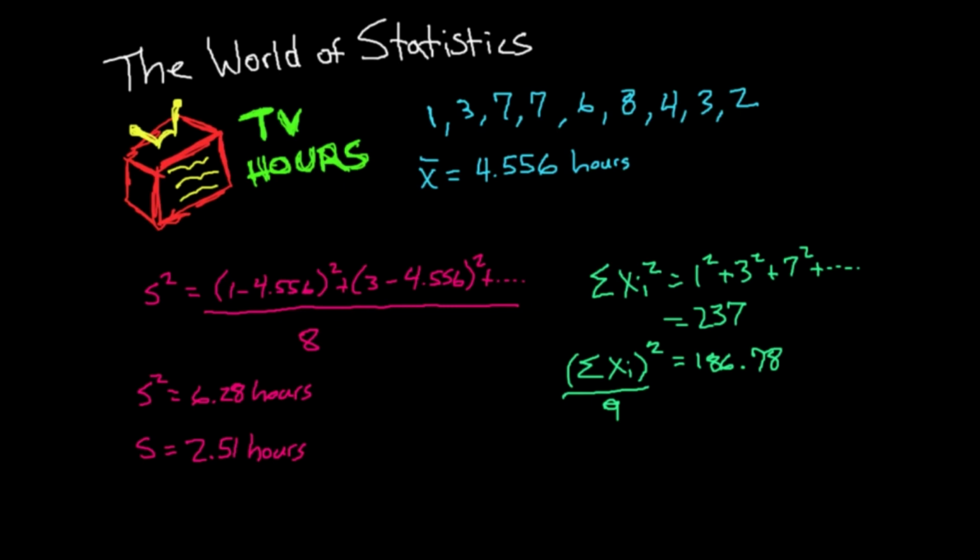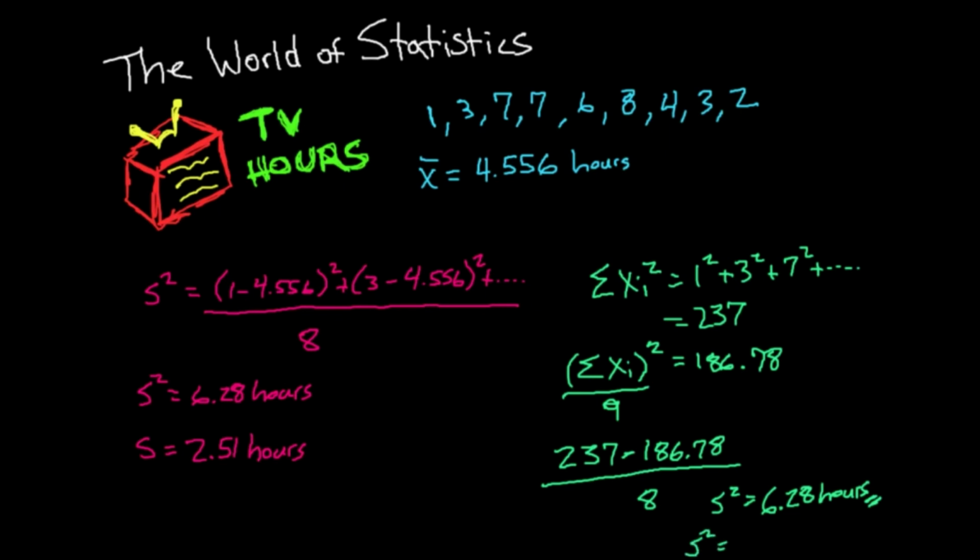Then the formula tells us that we're going to take 237 minus 186.78, and then divide by 8. So our s squared value is equal to 6.28 hours. We can see that we get the exact same answer using 2 different formulas to calculate the variance. And of course, our standard deviation would then be the same, right? 2.51 hours.